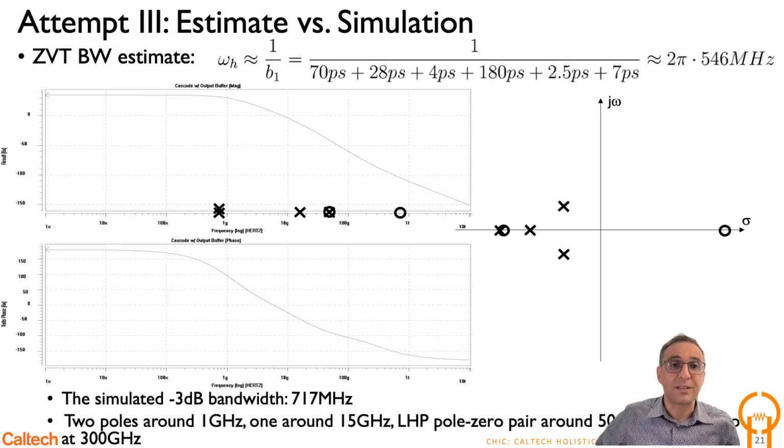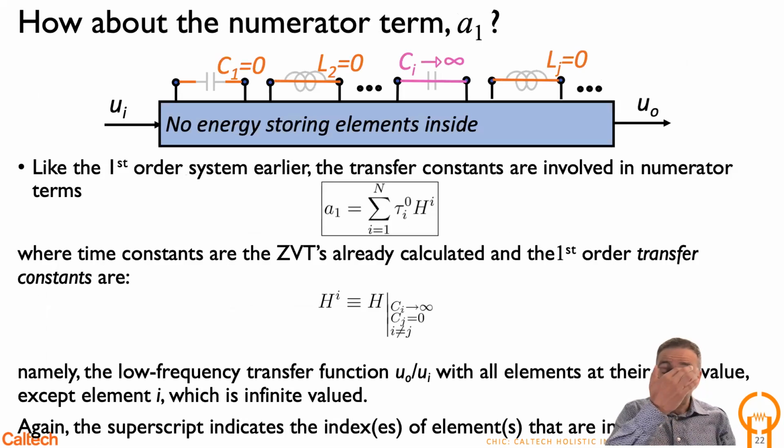But we'll stop here with that. But now the question is, how about the numerator terms? How about the zeros? Can we determine that? It turns out actually we can, and it's a pretty straightforward and simple expression.